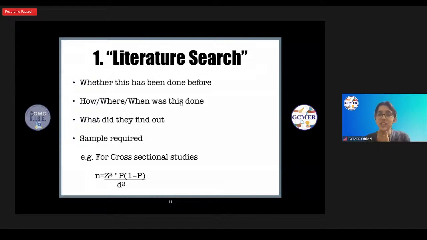So, for example, for any cross-sectional study, you can choose the sample size based on this simple formula where n is equal to Z squared p (1 minus p) upon d squared. Okay, and p over here is the prevalence that they found in the previous study. Z over here is, I think, the power of that study, and d over here is the difference, right? Like what they used in their study itself.